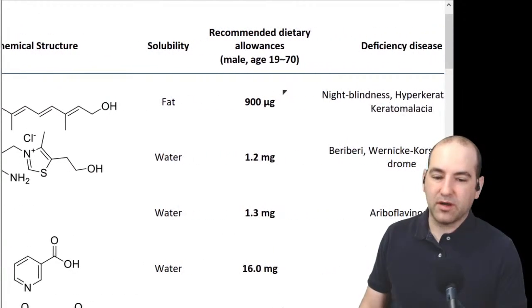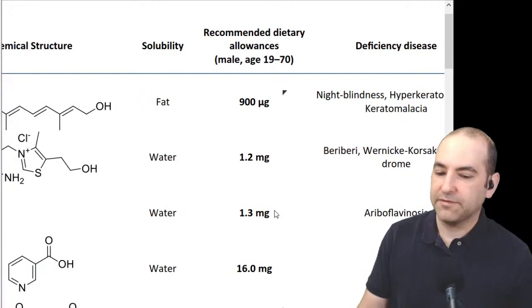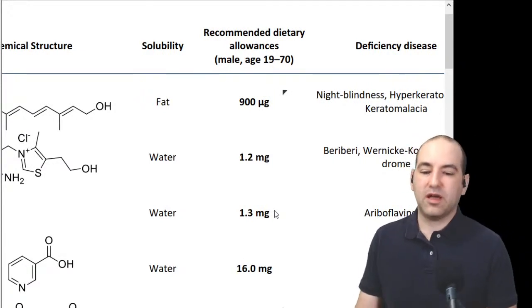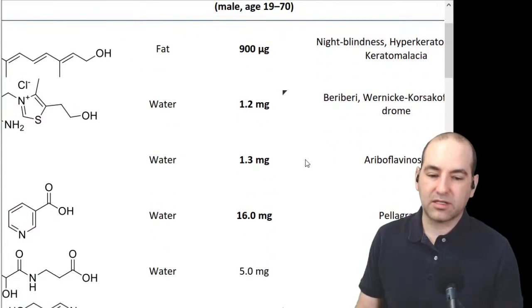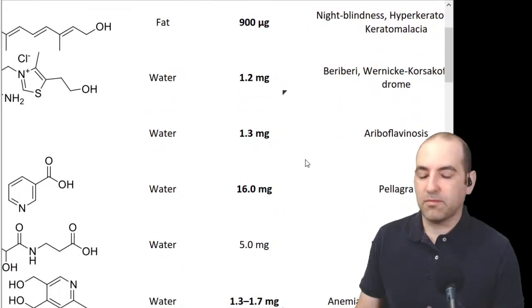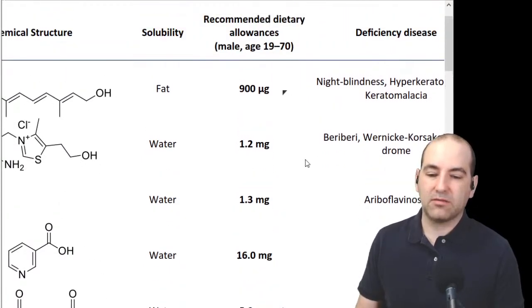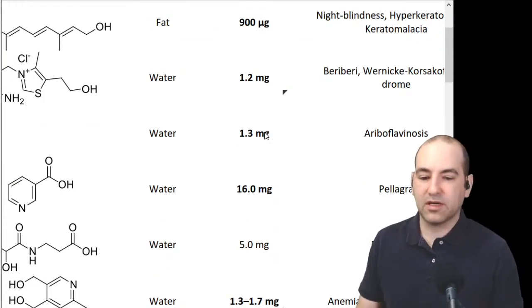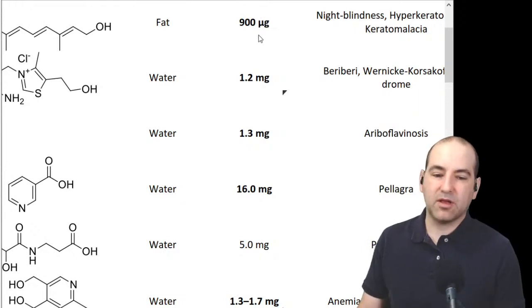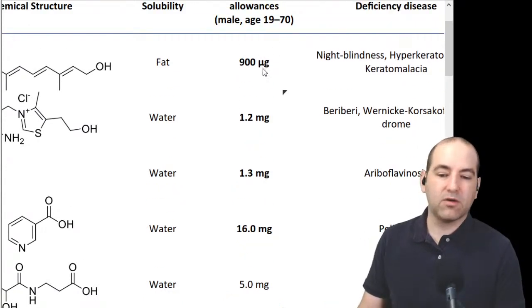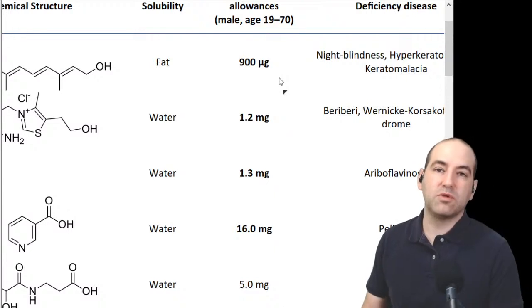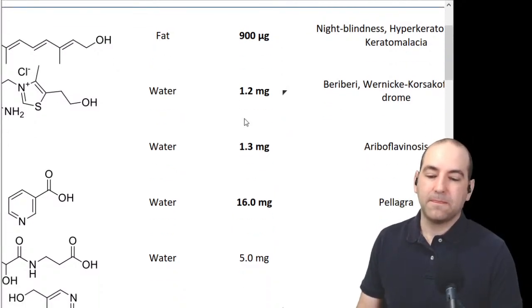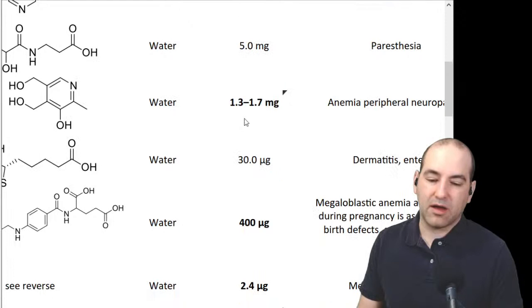I just pulled one. They're a little bit different for different age groups and different sexes, but they're around the same. But one thing I want you to take note of is this is the amount that you need each day of these things. And you can see that these are very small amounts. So that symbol up there, that's a microgram. So that's 900 micrograms, which would be 0.9 milligrams. They're all right around a milligram or way less.